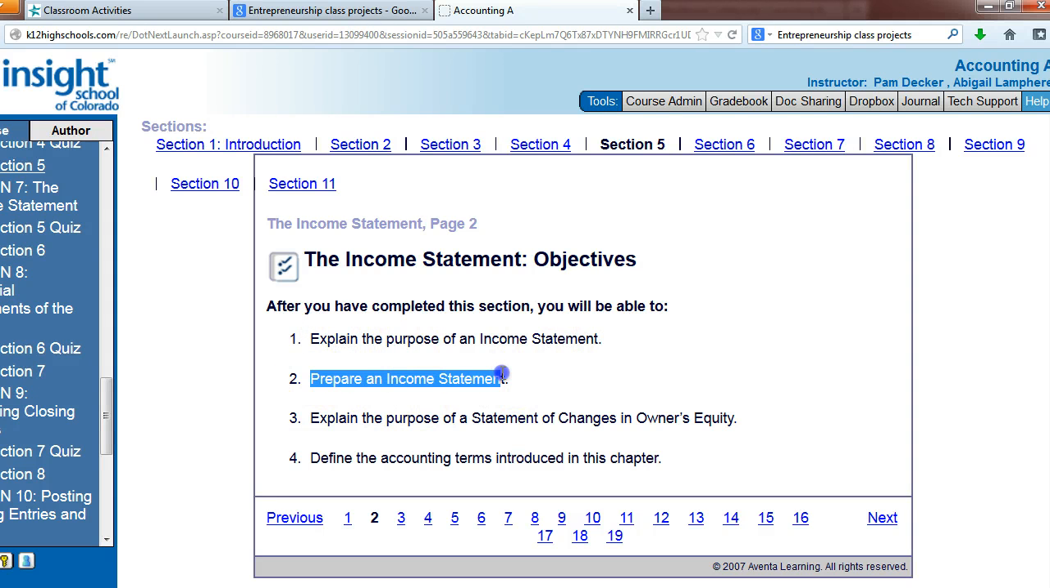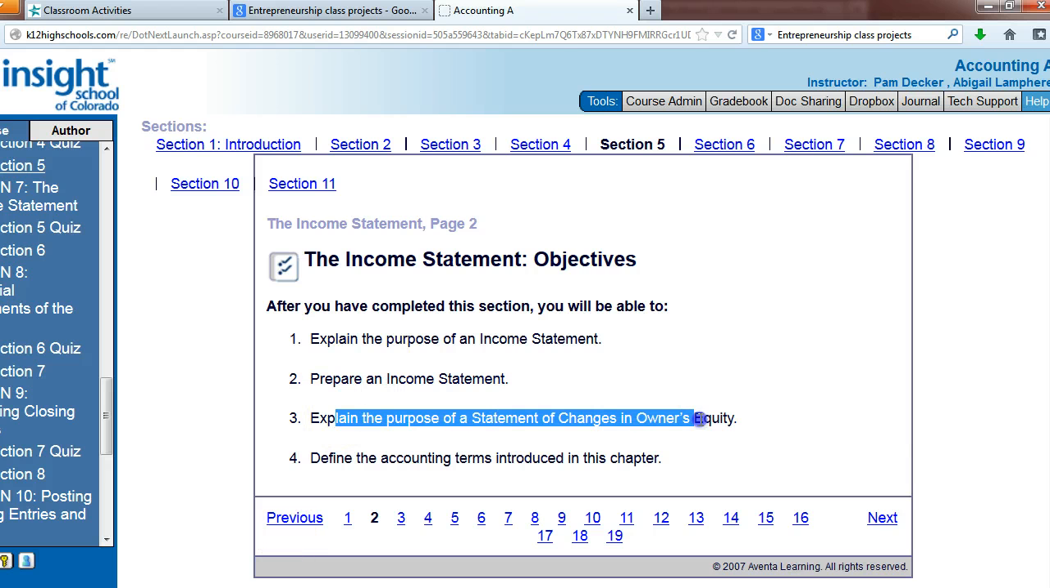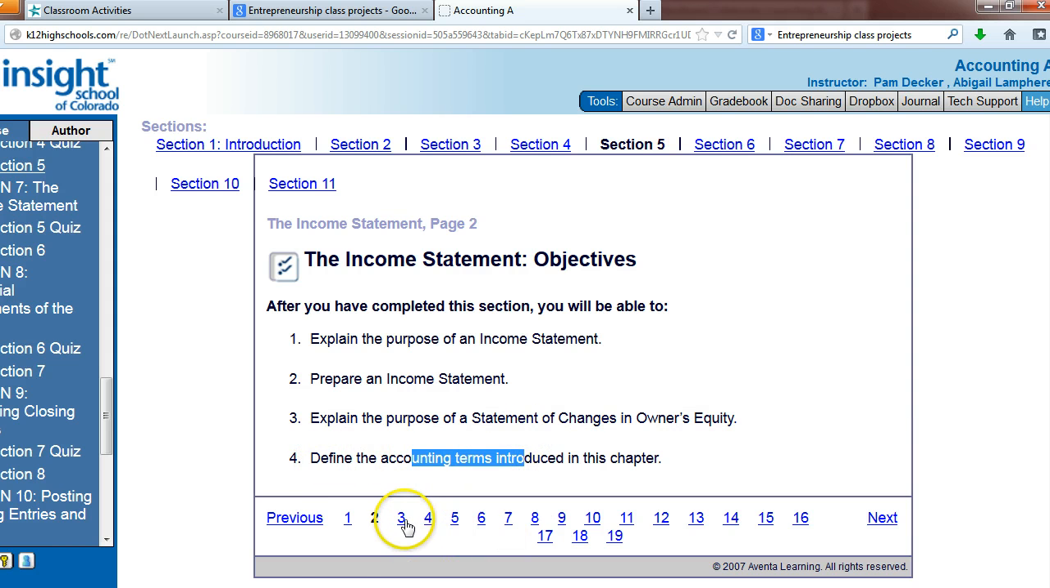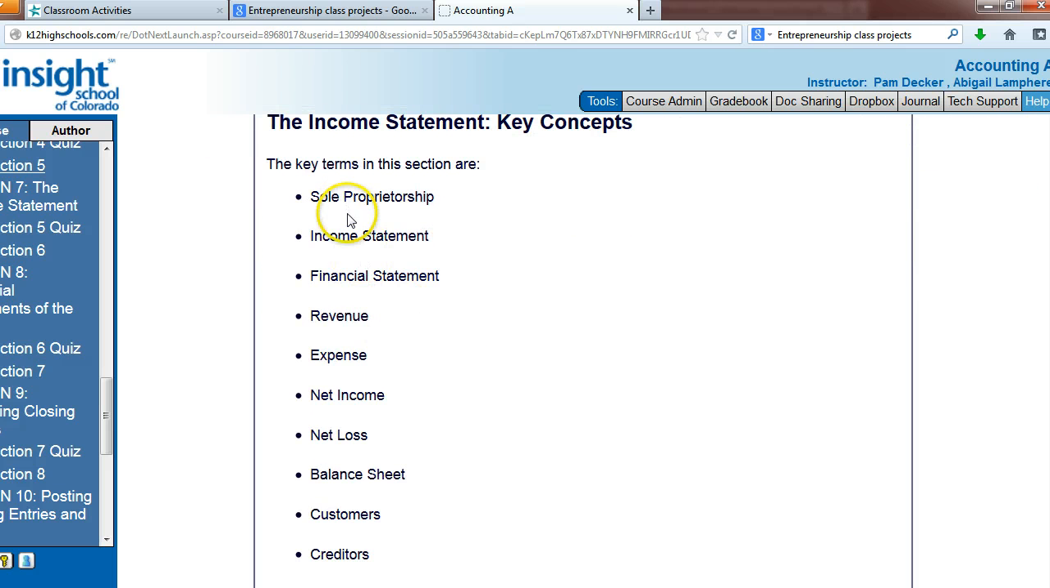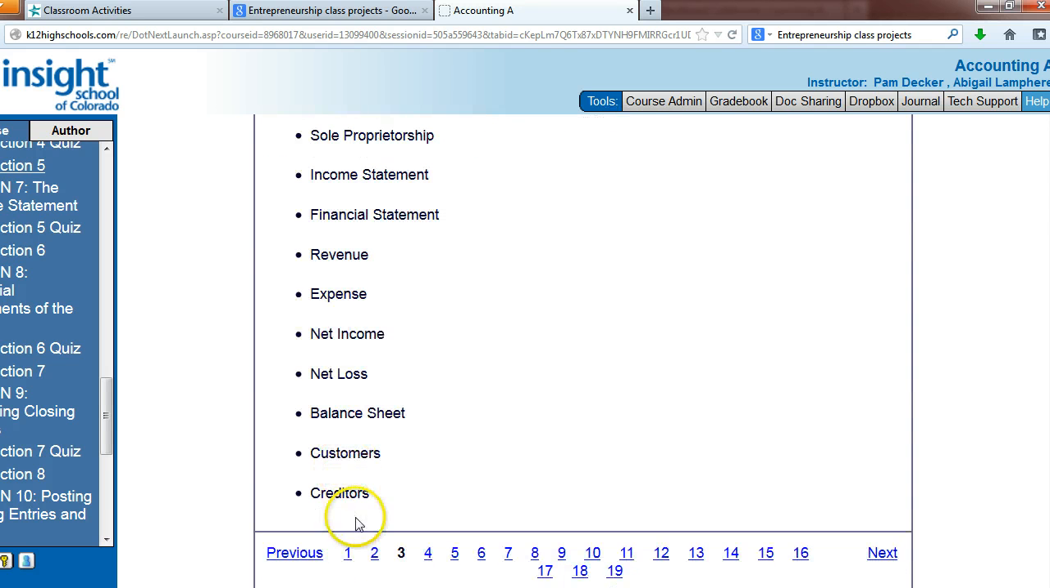We will learn how to prepare an income statement. We will explain the purpose of a statement of changes in owner's equity and also define other accounting terms that are used in this chapter. So these are the terms we're going to be looking at in this section: sole proprietorship, income statement, financial statement, revenue, expense, net income, net loss, balance sheet, customers, and creditors.